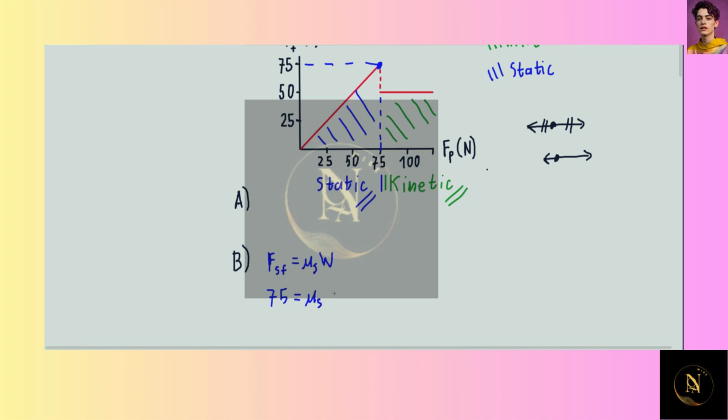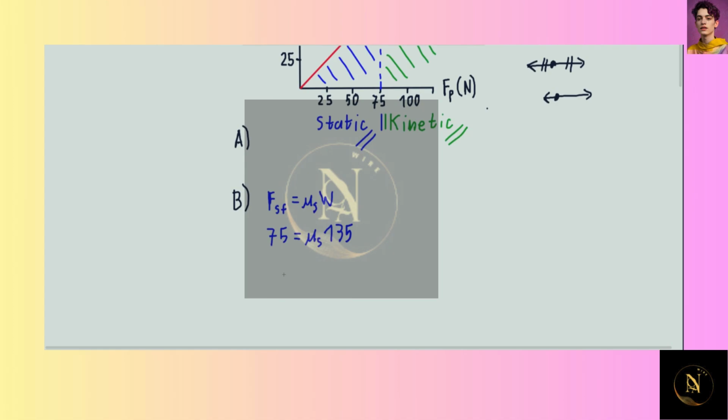And we are told the weight of the block. We're told it weighs 135 newtons. So that means that the coefficient is going to be equal to 75 divided by 135. And that gives us roughly 0.56. This is a unitless coefficient, so we don't write any units.